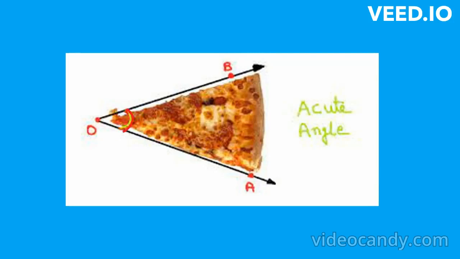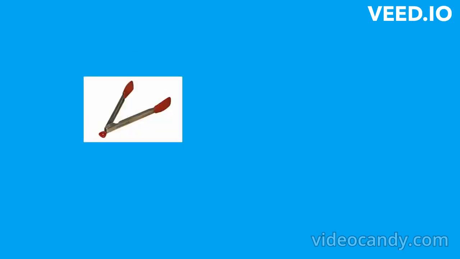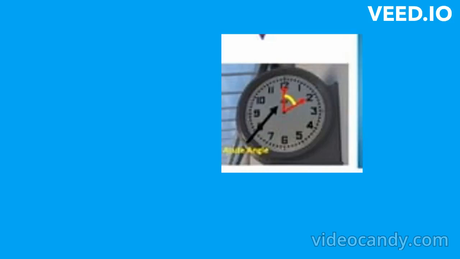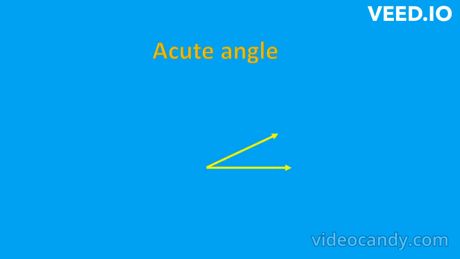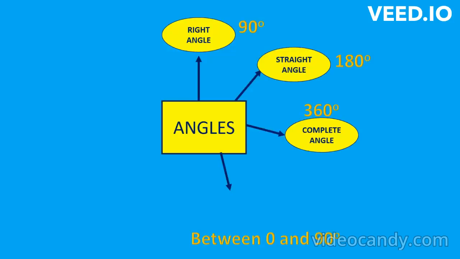So these are some examples. See, this angle made by these two lines is an acute angle which is lesser than 90 degrees. We have an acute angle here. I'm just showing the different ways in which an acute angle can be made. This is also an acute angle. This one is also an acute angle because it is less than 90 degrees. It's not a right angle. These are all acute angles. So an acute angle is an angle which is between 0 and 90 degrees.